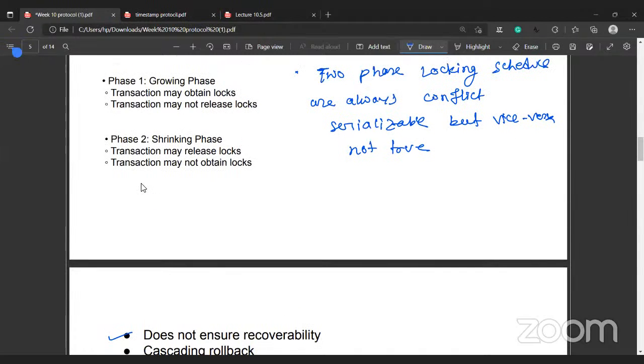Sir, can I get this PDF? Where can I download this PDF? Yeah, I will share. Okay, sir.